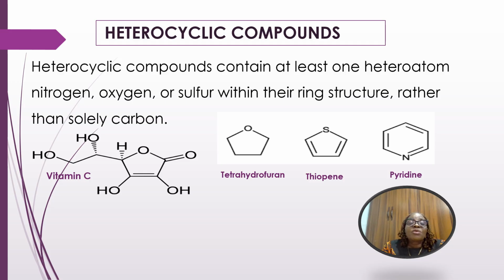Another group of compounds we're considering are the heterocyclic compounds. The heterocyclic compounds are cyclic organic molecules that contain at least one heteroatom, typically nitrogen, oxygen, or sulfur, within their ring structure rather than solely carbon.